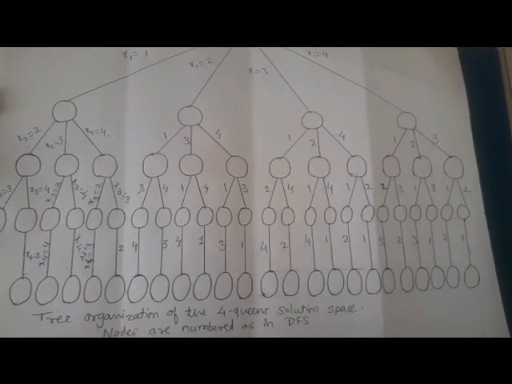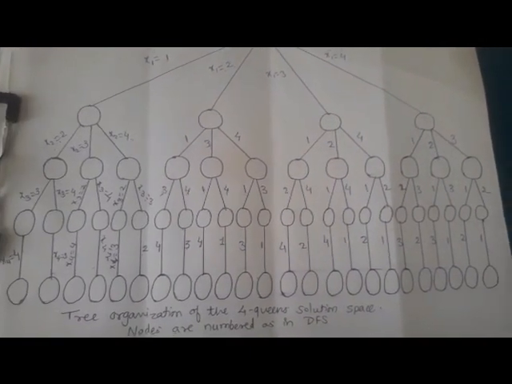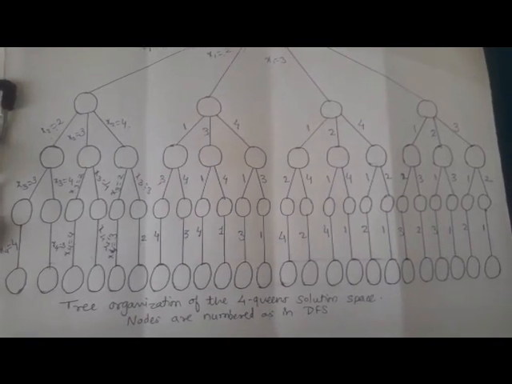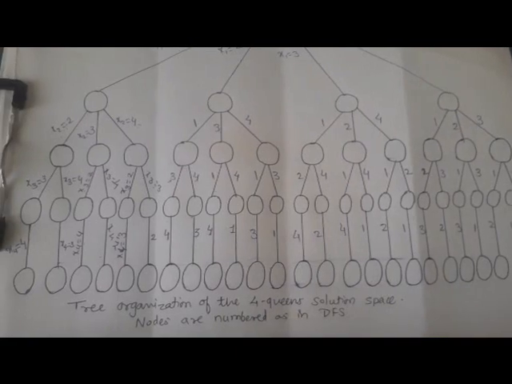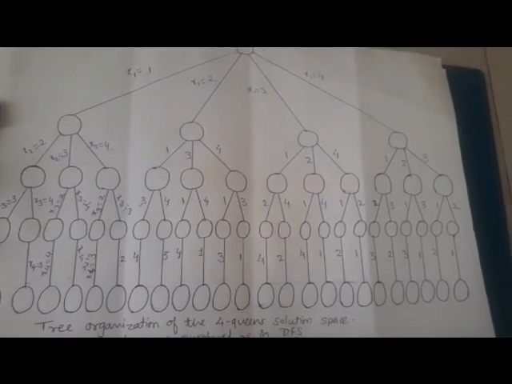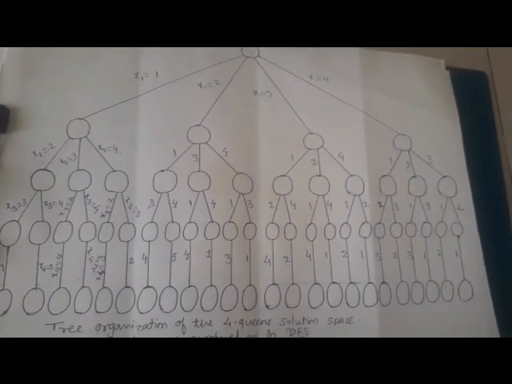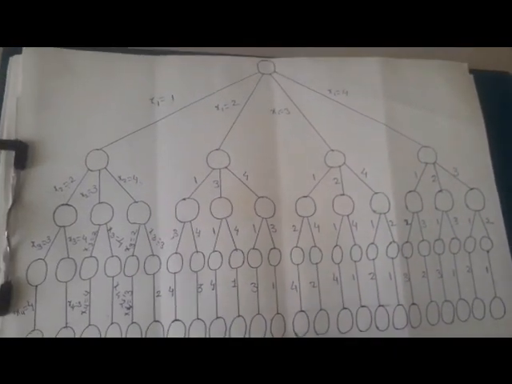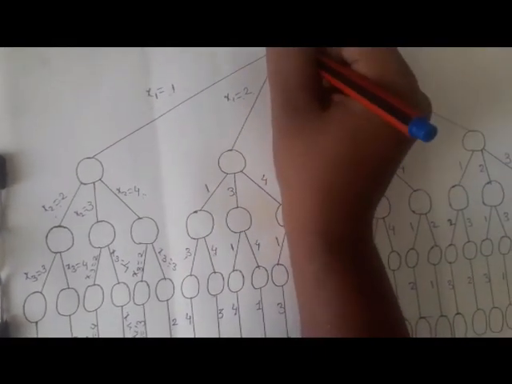Here we have written the values for all edges. Now we have to write the values for the nodes. When we write the values for the nodes, these nodes are numbered as in DFS. DFS is depth first search. In that we have to write its node values. First, whatever root is present here, that root's value is 1.